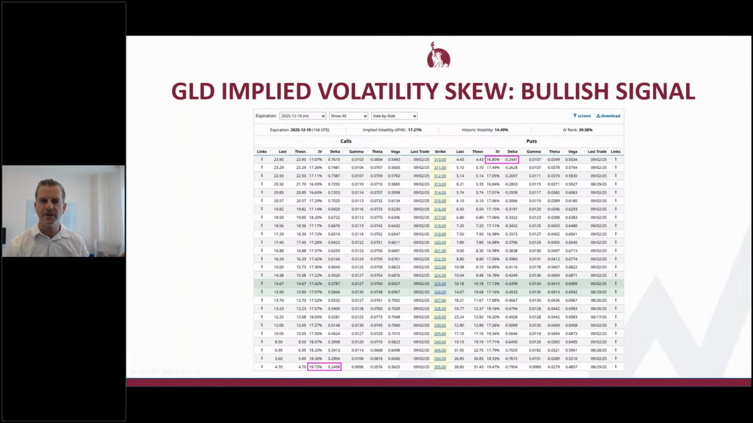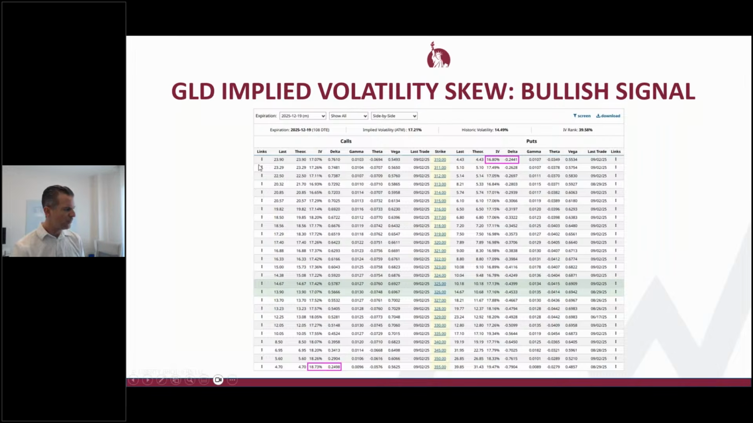The calls are more expensive. So sophisticated market makers are calling the options market maker and asking for calls. So that's a bullish sign. Sophisticated clients are expecting the market to increase. And this with billions of dollars on the line.